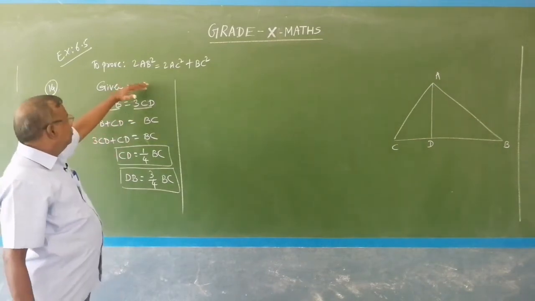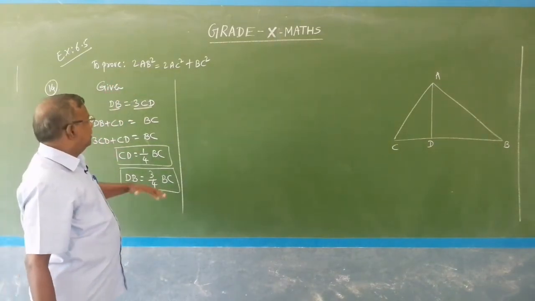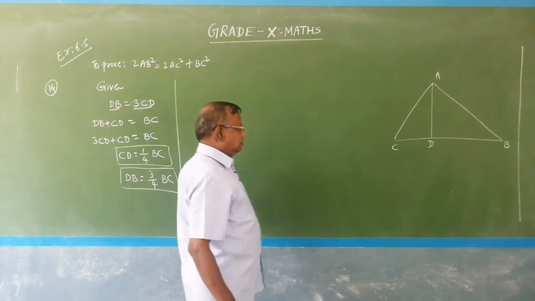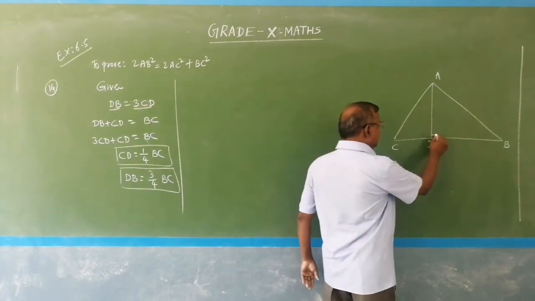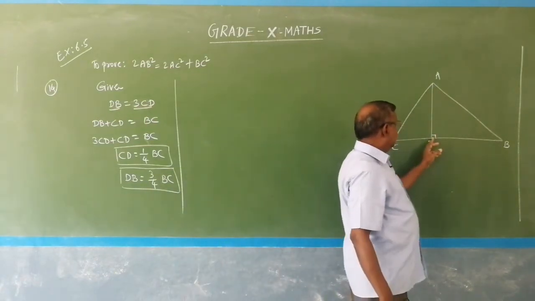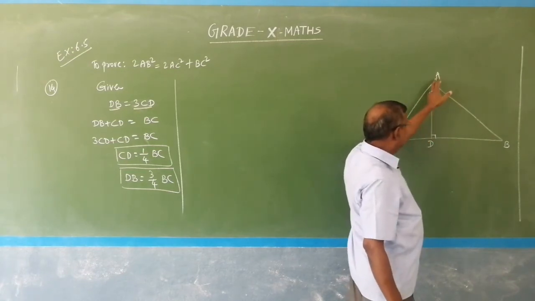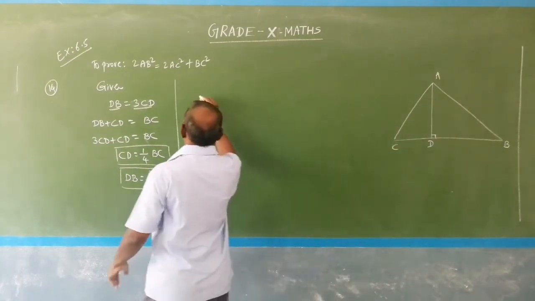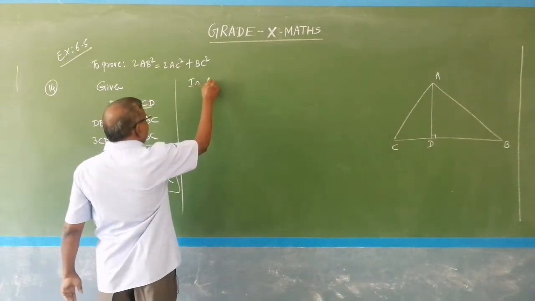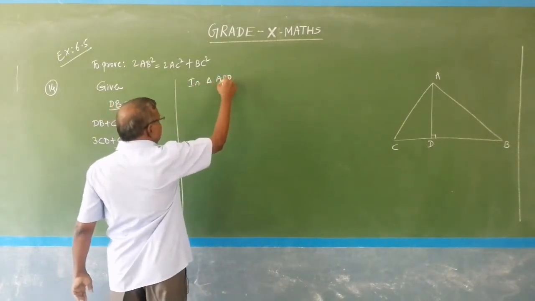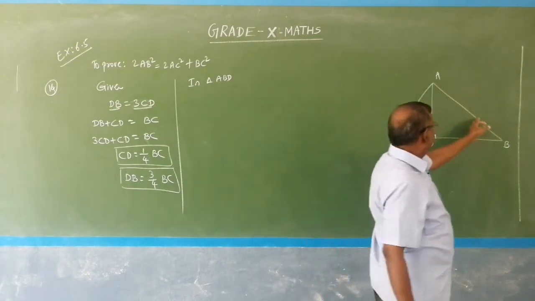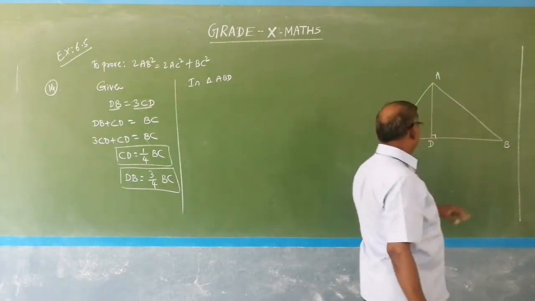Now, what we need to prove? 2AB square equal to AC square plus BC square. Now, there are two triangles. Since AD is the altitude of the bigger triangle ABC, let us consider the first triangle ABD. So, in triangle ABD, AB square equal to AD square plus DB square.